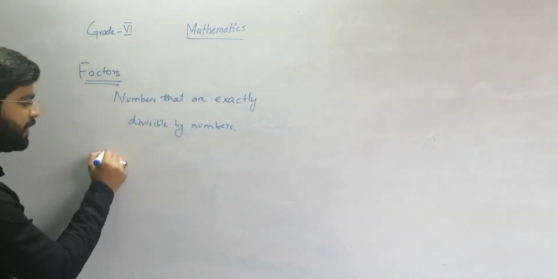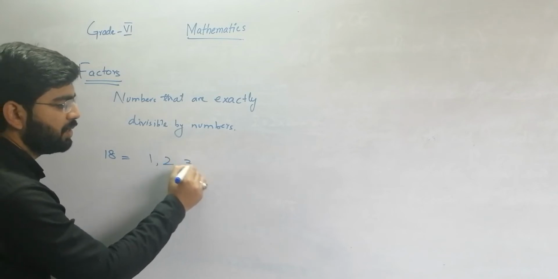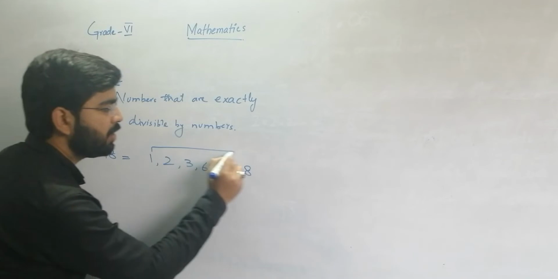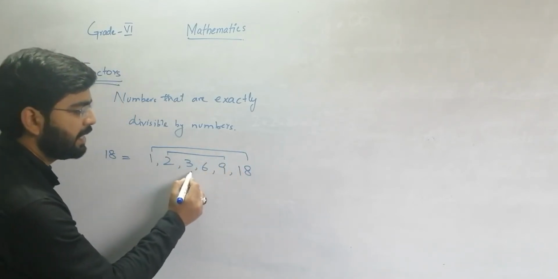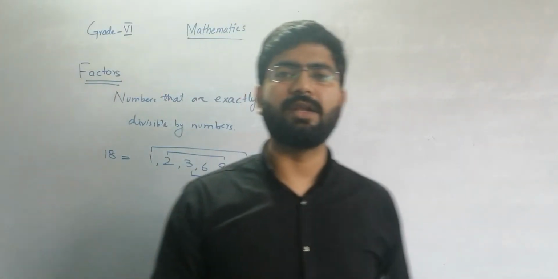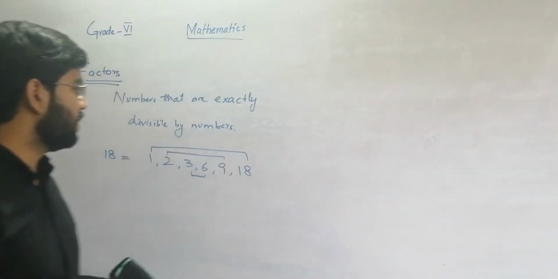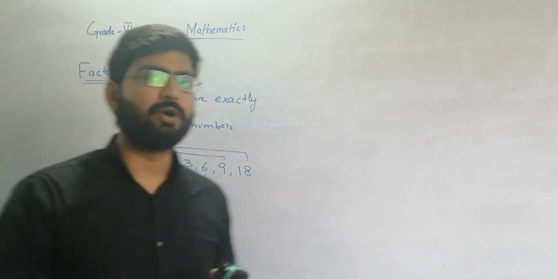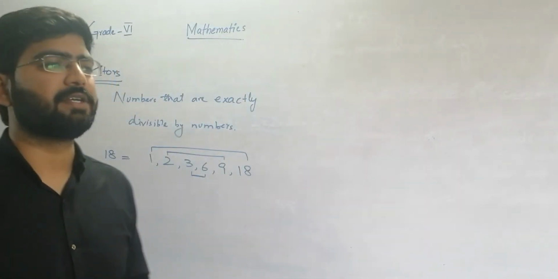For example, factors of 18 will be 1, 2, 3, 6, 9 and 18 because 1 into 18 is 18, 2 into 9 is 18 and 3 into 6 is 18. So a factor is basically the number which divides a number completely or exactly. If a number is not completely divided, that cannot be called a factor.